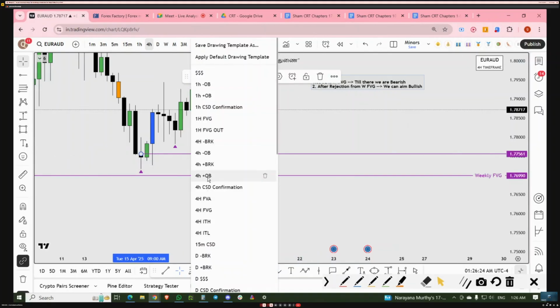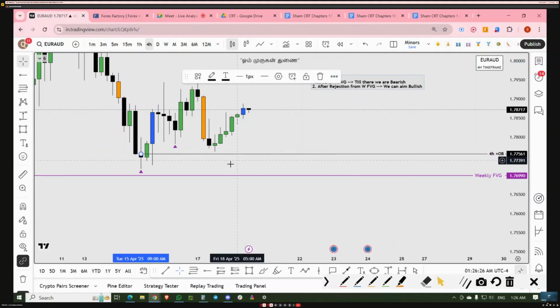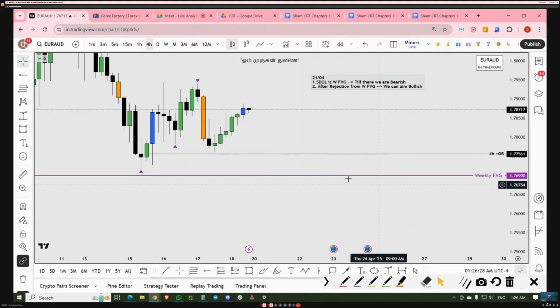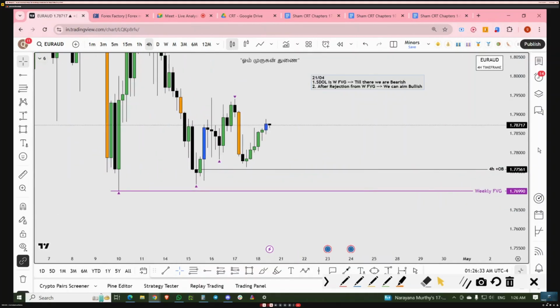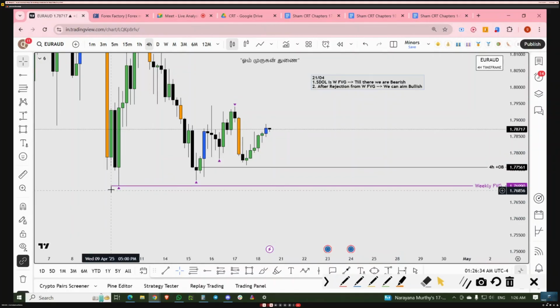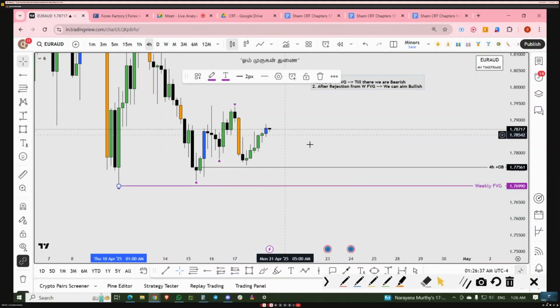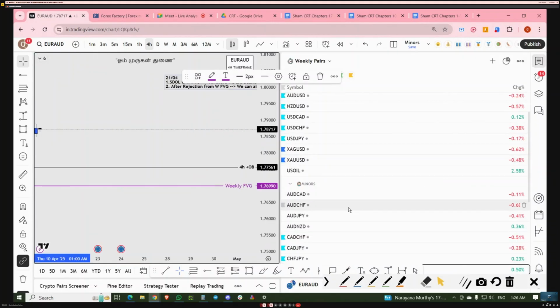I will just mark this. Though this is less probable, I'm just marking it for identification. We have to put our trailing stop losses. So now this pair became an A plus setup for me to short.